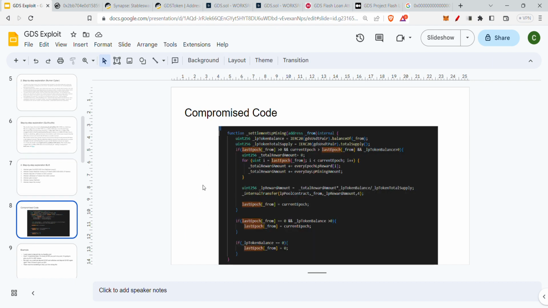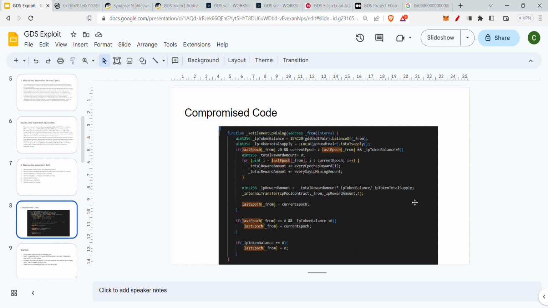This is the compromised code in question. It's these two lines over here. If you can see, LP reward amount equals total reward amount times LP token balance divided by LP token supply. LP token balance is the token balance of the LP tokens that you have, or the from address has. Total supply is the total supply of the LP tokens. And then the total reward amount is calculated over here.